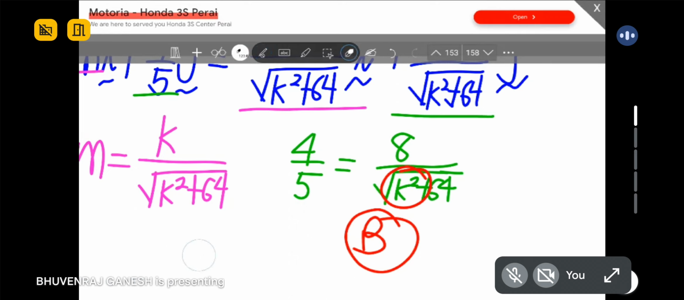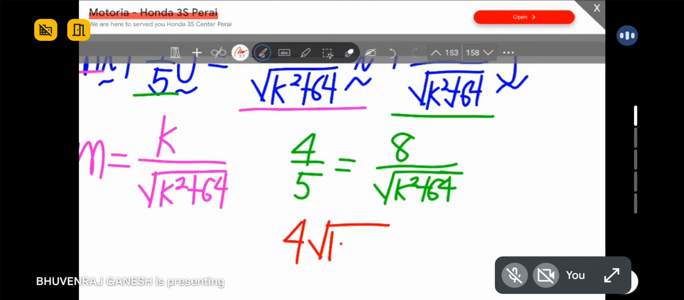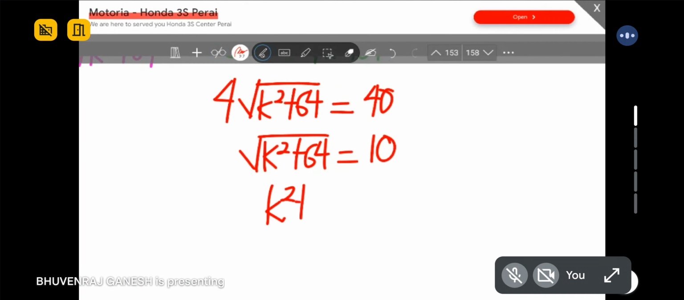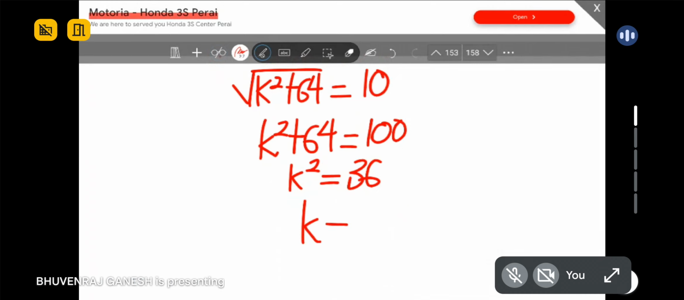So you guys can actually start over here. You cross multiply. So you get like this, equal to 40. So square root of k square plus 64 equal to 10. And then square both sides, equal to 100. k square equal 36. So my k value is positive or negative 6. Am I right? Do I accept both values, guys? Yes or no? Do I accept both answers for k?